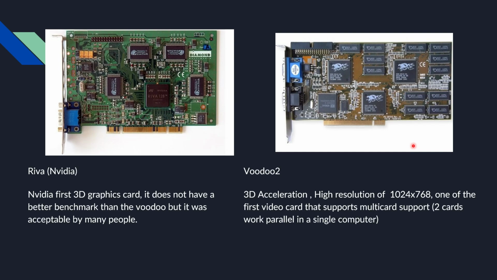And the next example is the Voodoo 2. It was 3D accelerated with a high resolution of 1024 by 768. It was one of the first few video cards that supports multi-card support, which means you can use two Voodoo 2 cards to work in parallel on a single computer.